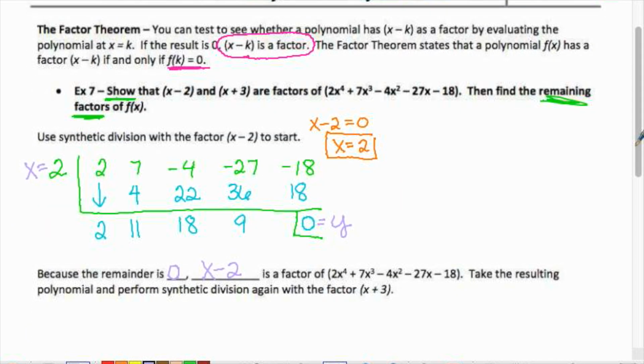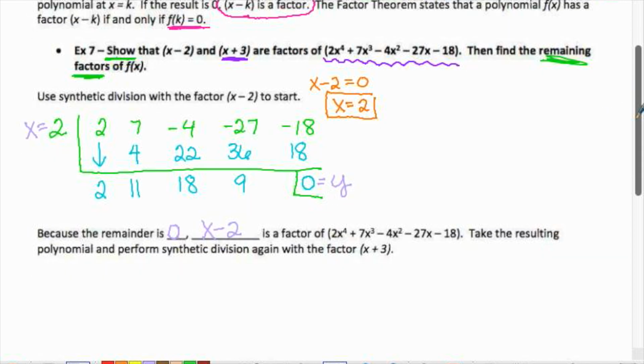Yay, we proved that one of them is a factor. Fantastic. Now we need to do the same thing with this guy. But do not go back to this big old polynomial right here. We're done with that guy. We took this guy, we divided one of the factors out, and what was left is this little guy right here. So instead of going back to the original polynomial again, we're going to keep dividing this big old polynomial into smaller pieces.